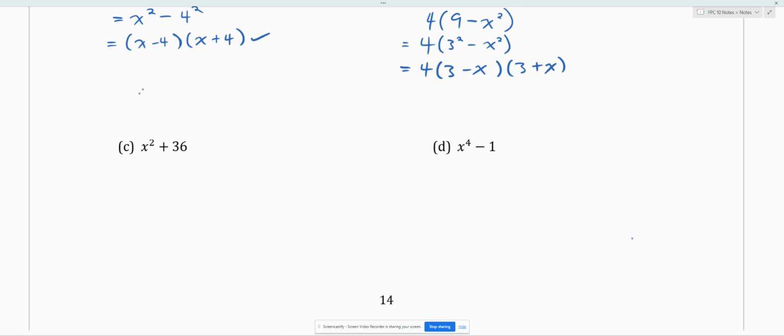Next one here, we've got a couple perfect squares. We have an x squared, we have a 36, but this plus is a problem. This is a sum of squares, not a difference. This is a sum of squares, which actually you cannot factor. Let me show you. We cannot use our trick, so don't let this slip you up and think you can go right to the answer.